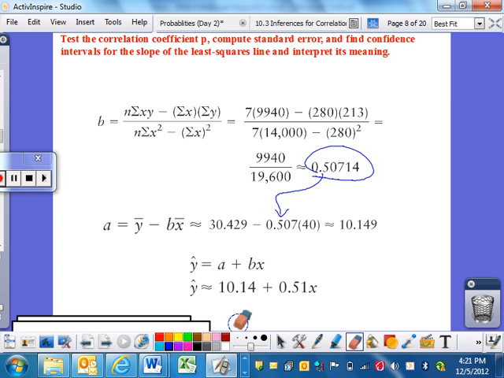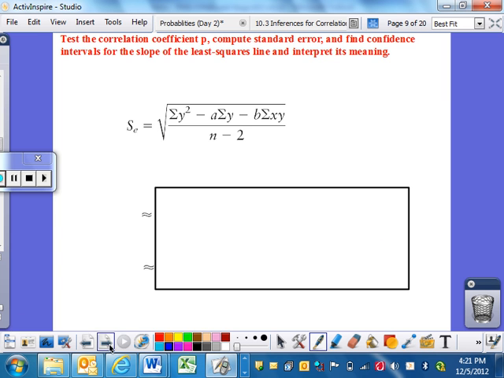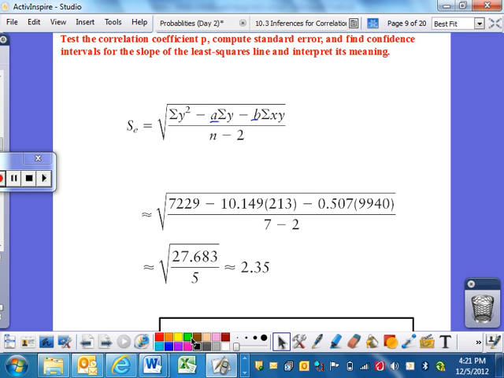So basically you're going to see this 10 and this 0.5 show up, okay, in here, because you need to know A and you need to know B. And then you need to know sum of y squared and so on. So if you kind of look at this, my standard error for this least squares line, the error that can show up, sum of y squared, the A value that we just found, sum of y, 213, the B value that we just found, sum of x times y over n minus 2. So you end up getting, here's my standard error. SE is how it's shown. So that's the formula that is used.